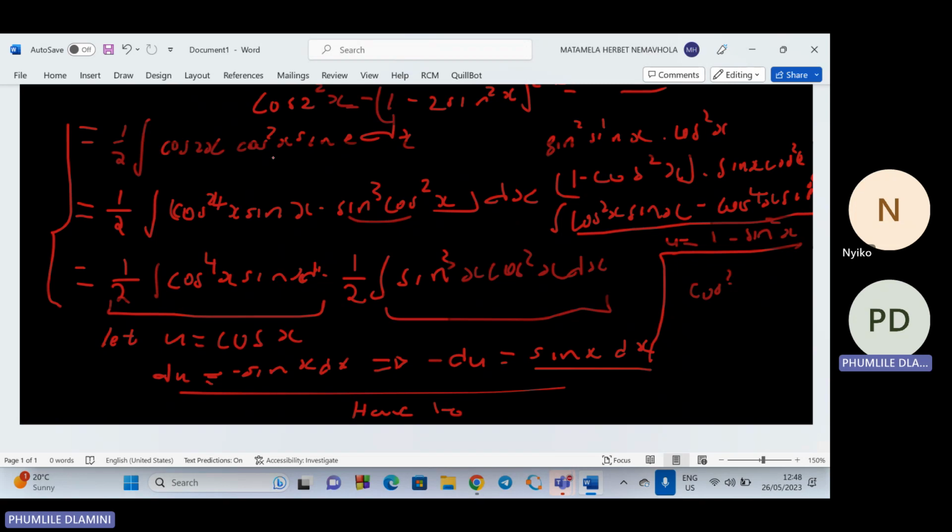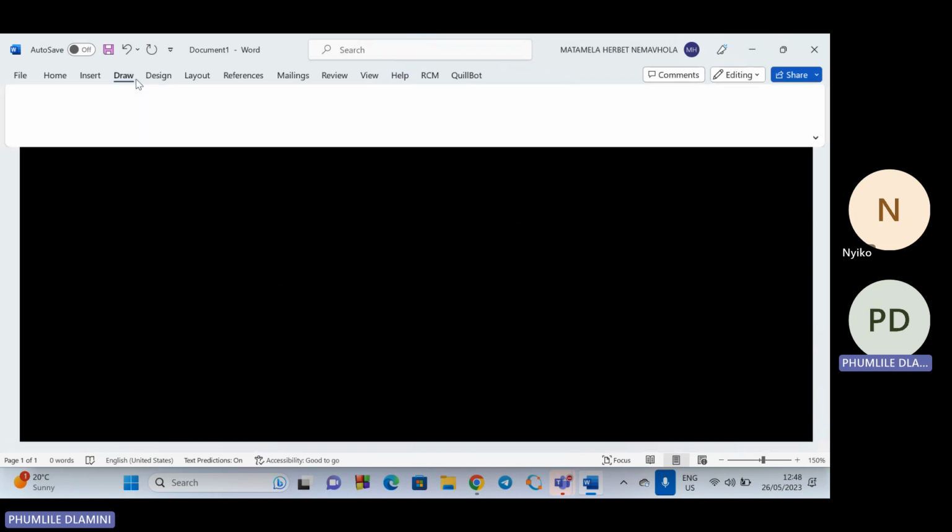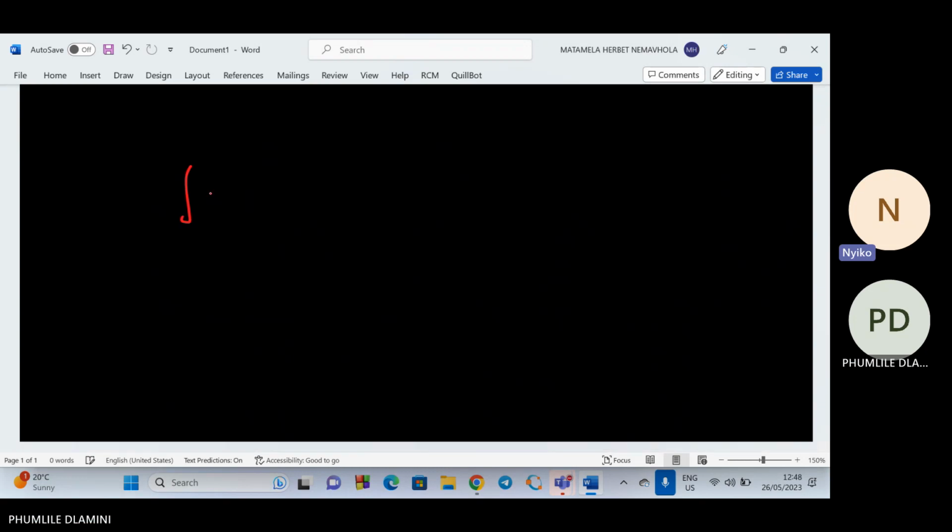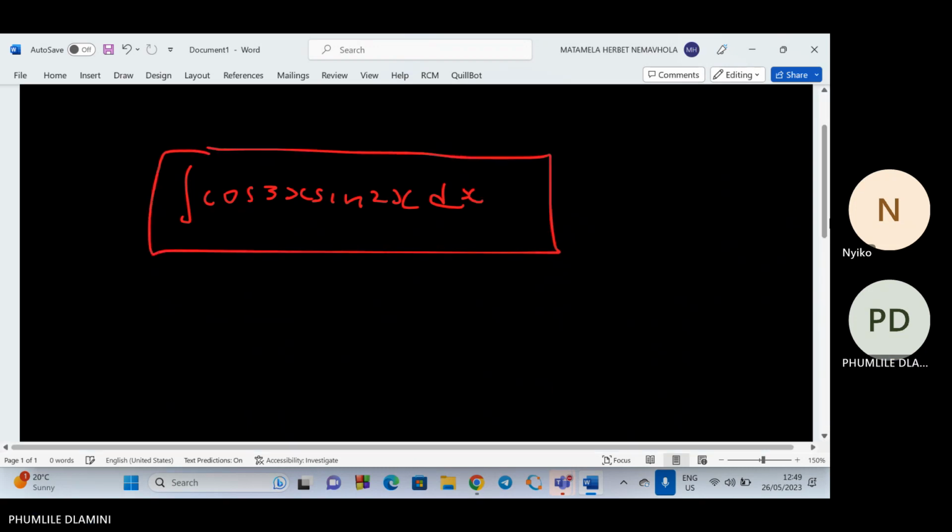Then the integral is cos 3x sine 2x dx. Yes, you can copy it down and try it. Okay, I'm done. It's going to be homework, a long one. It's not really long, you will find it very simple.